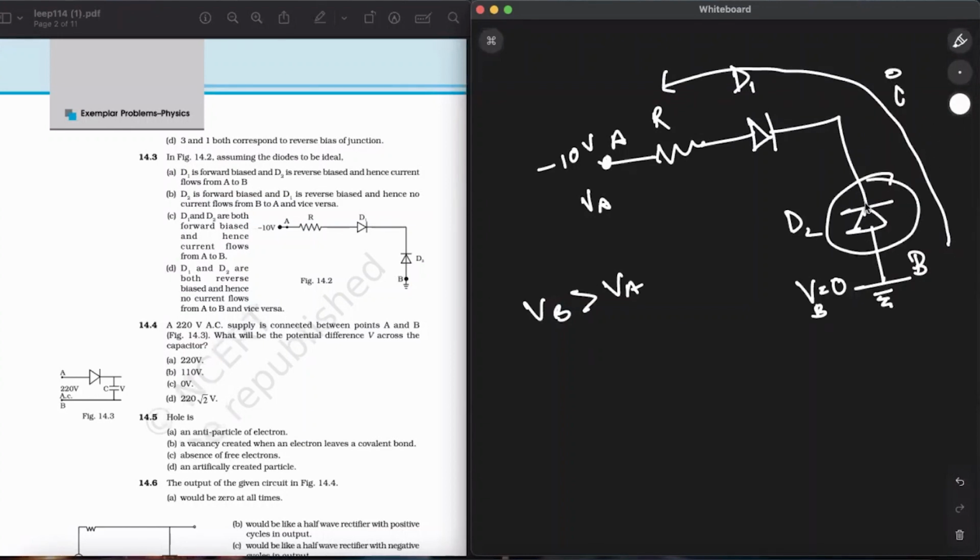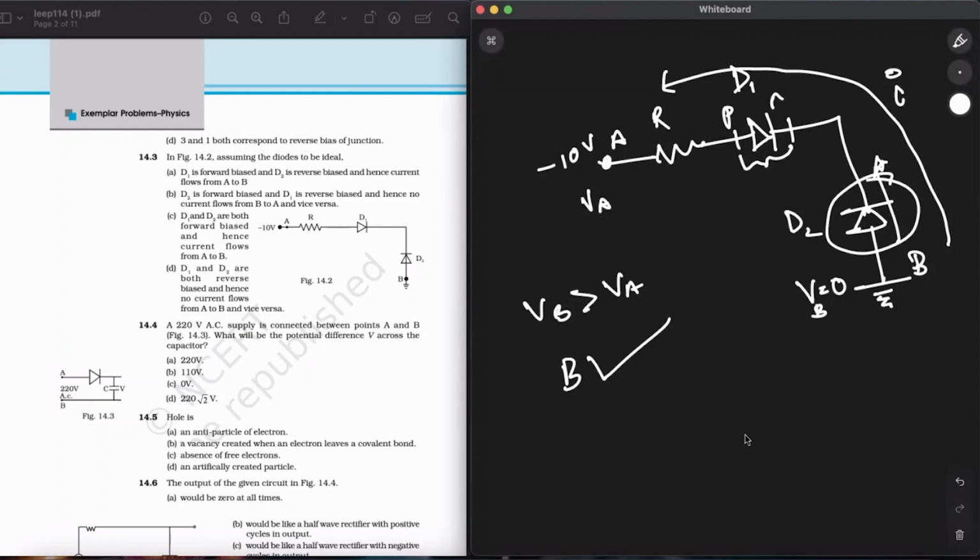So D2 will be forward biased first of all. In option B it is given D2 is forward biased and D1 is reverse biased, hence no current flows from B to A and vice versa. Absolutely correct. See, the current wants to flow like this due to the potential difference. VB is at a higher potential than VA. Now the current wanted to flow from B to A, and when it encountered D2, it found it is forward biased, so it just flowed like this. But when it went to D1, the N type was before the P type, so the circuit is effectively broken at this part. That is why no current will flow.